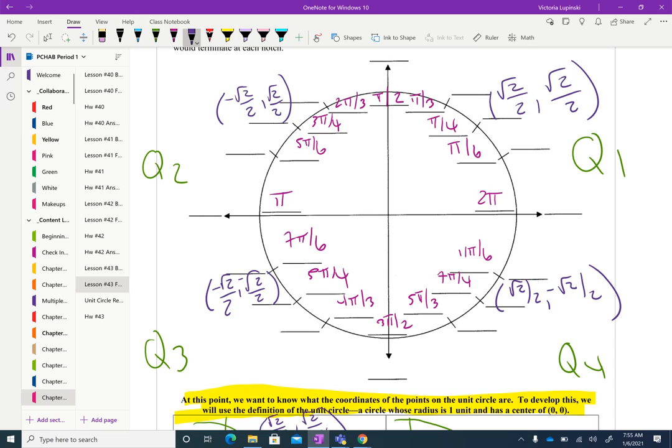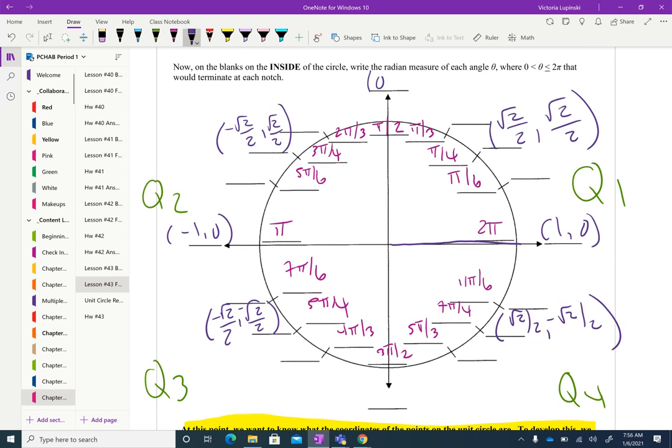Okay. Consider what happens when the radius is at its longest, like when there's no triangle at all. Because the radius is 1, when it's pointing all the way to the right, that would have a value of 1 comma 0. When it's pointing all the way to the left, that would be negative 1 comma 0. When it's pointing all the way up, that would be 0, 1. And when it's pointing all the way down, that would be 0, negative 1. Again, our whole goal here is to fill in all of these values.